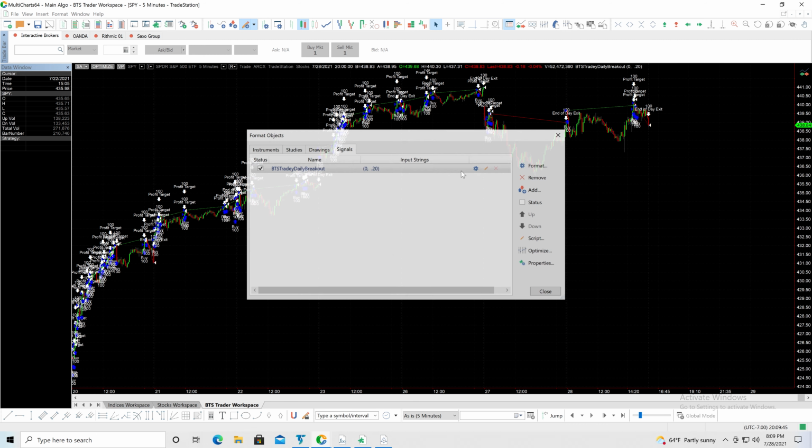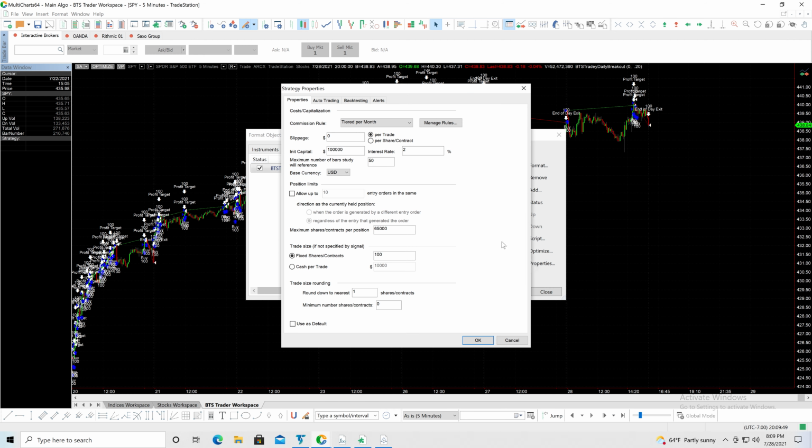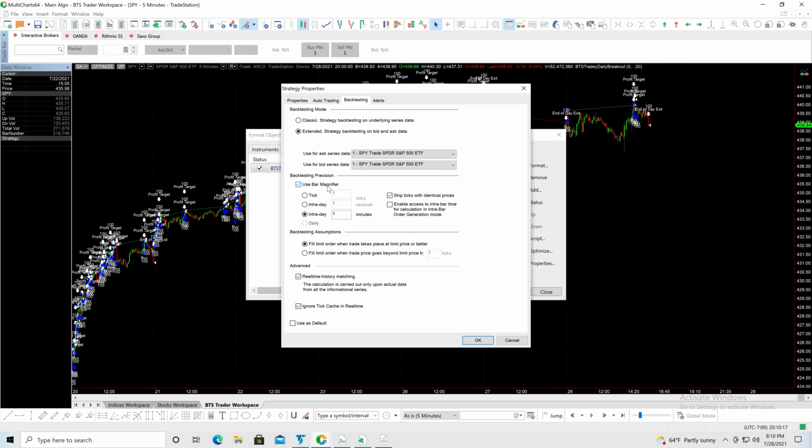Let me show you how I format the signal and the strategy. So we are using tiered per month commission rules according to Interactive Brokers. I put slippage at 0 because I honestly don't know how to calculate slippage on a 5-minute chart. I've never traded a system on a 5-minute chart, to be honest, so I don't really know. I mean, SPY is very liquid, but it's still also a 5-minute chart. And we are using this bar magnifier looking at 1-minute data for all these trades. I'm not going to do the tick because that takes so long to download.